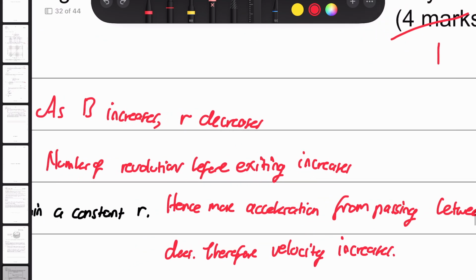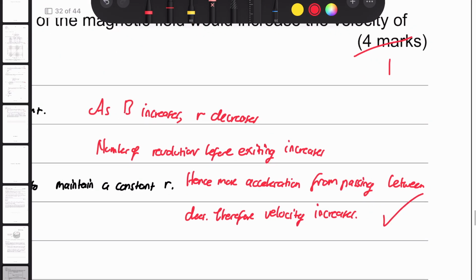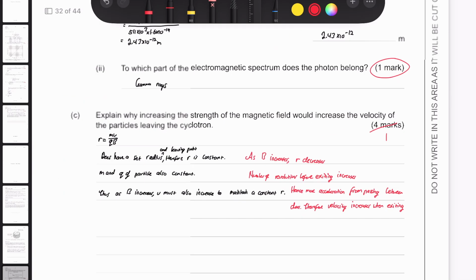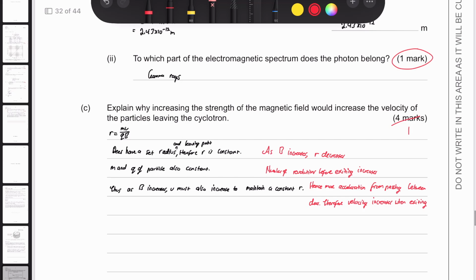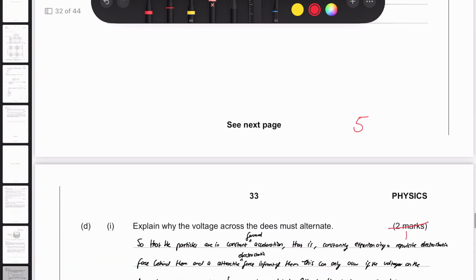So you got 1 mark for saying radius would decrease, 1 mark for saying that this would increase the number of revolutions, and then the final mark for saying that this would increase your acceleration, therefore your velocity would increase. Velocity increases when exiting. Okay. So I lost 3 marks there, and that was the only marks I've lost so far.